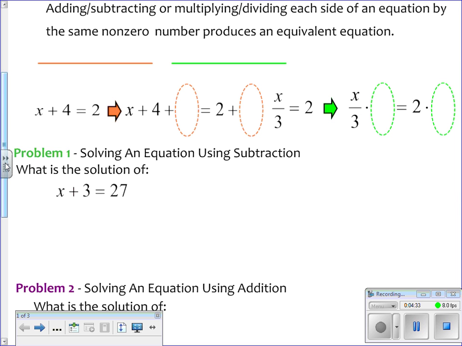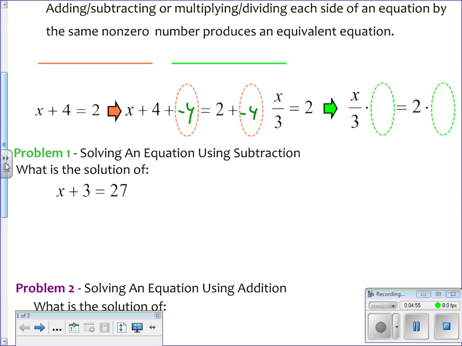So, first set of examples. If I want to solve the equation x plus 4 equals 2, I need to get rid of this plus 4. The idea is I want to get rid of it, so I do the opposite. The opposite of adding 4 is subtracting 4. And if I do it to one side of the equal sign, I have to do it to the other side of the equal sign.